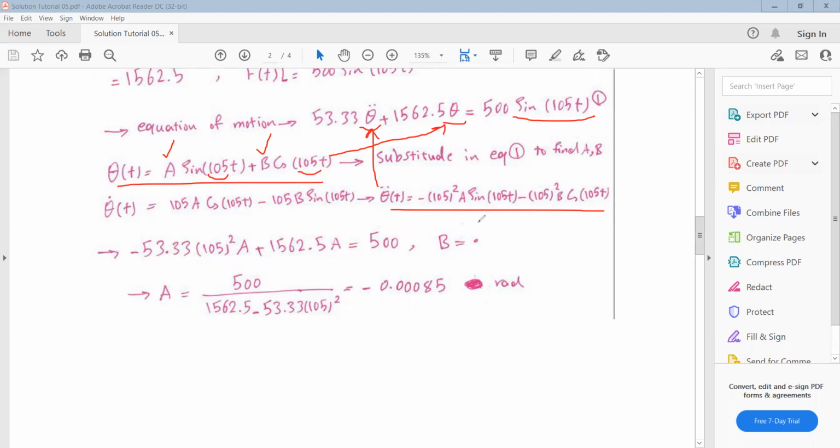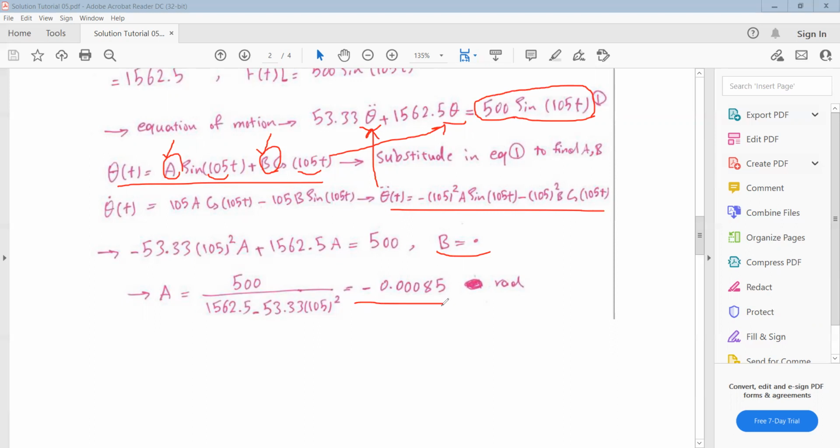The coefficient of sine and coefficient of cosine must be equal to the coefficient of sine and cosine in the right-hand side. In the right-hand side, the coefficient of cosine is 0 because we only have, you can see, only the sine function. So we can conclude that B, the coefficient of cosine here, must be equal to 0. And the coefficient of sine, which is A, can be obtained from the first equation, and it's equal to this value. So this is the particular solution.